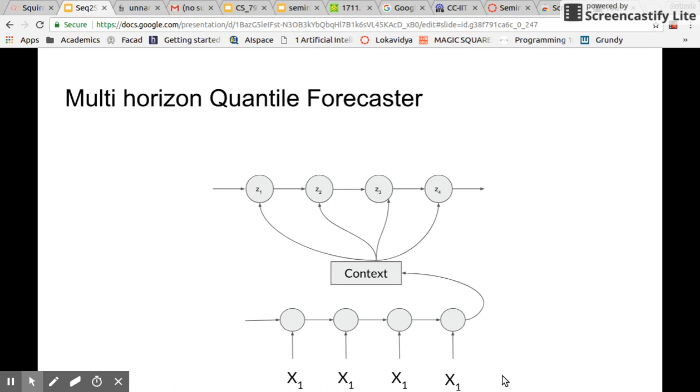The difference between the multi-horizon quantile forecaster and the DPR model is that we are not using only a single summary to calculate different predictions. We use all these summaries Z1, Z2, Z3, Z4 to calculate various quantiles of the prediction. So the fundamental difference is that we are not only calculating one quantile, but various quantiles, and these quantiles are predicted at every time step.